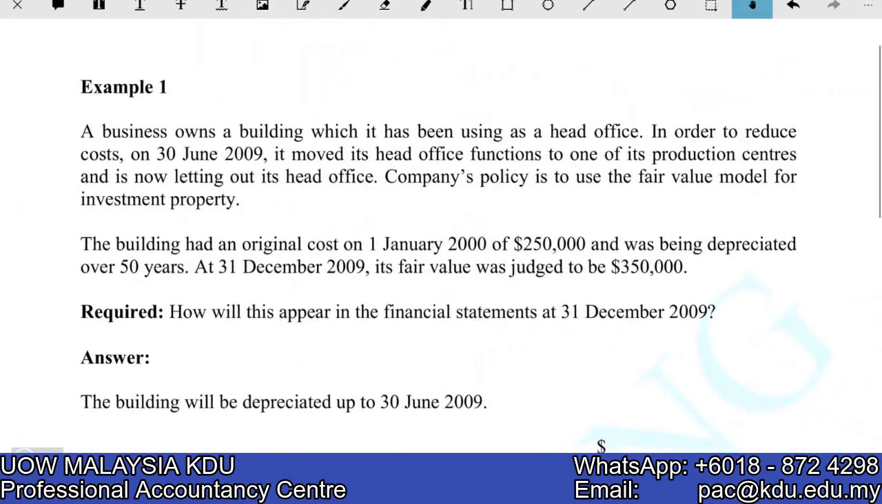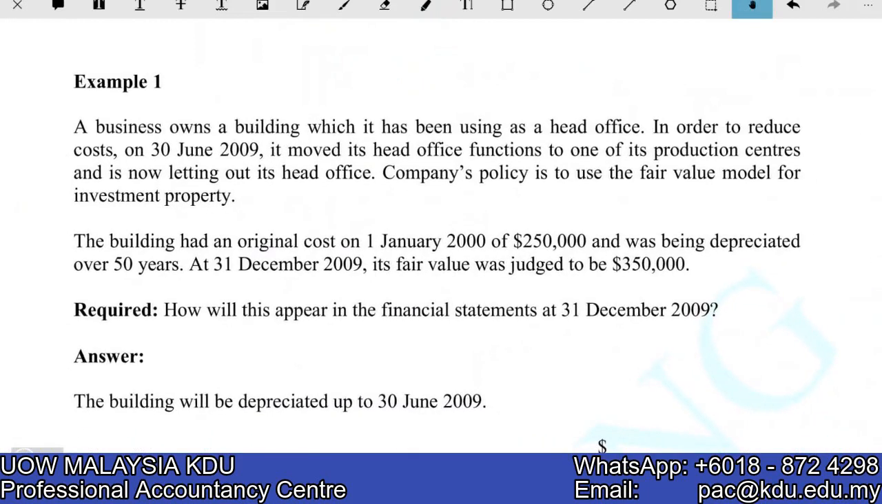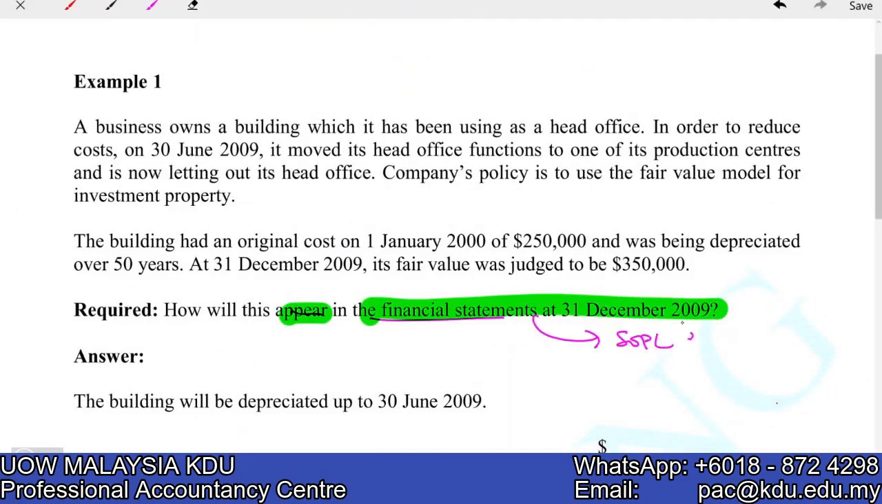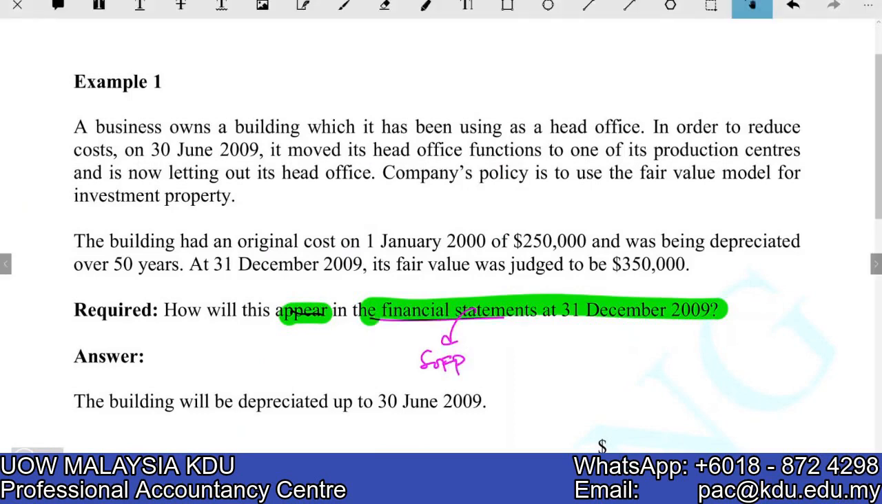Now, example. Question asks, how will this appear in the financial statements as at December 09? When we say financial statement, meaning comprised of P&L, SOFP. What should be in the P&L? What should be in the SOFP? Is that right? When we say financial statement.